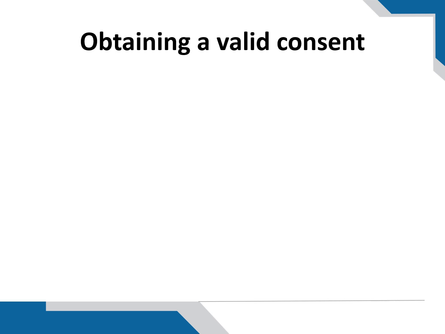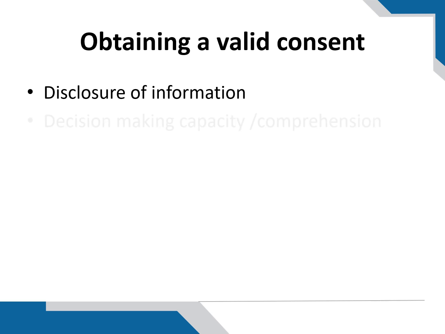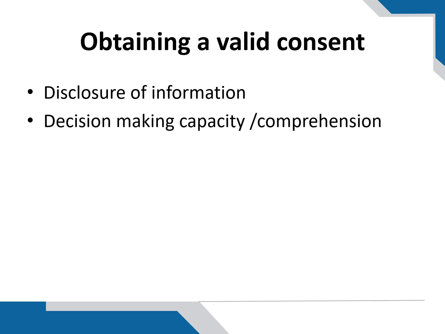So, when we look at the informed consent, there are 3 main important aspects that we need to have in order to obtain a valid consent. These include disclosure of information, considering the decision-making capacity and comprehension by the participant or potential participant, and the voluntariness of the consent when given by the participant.